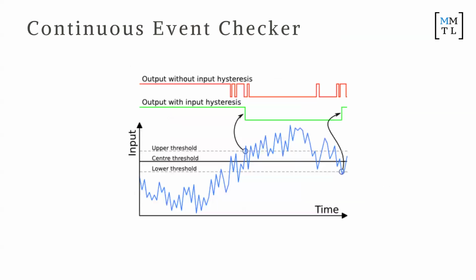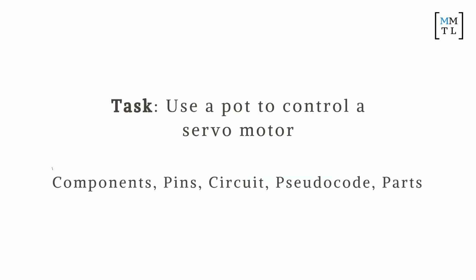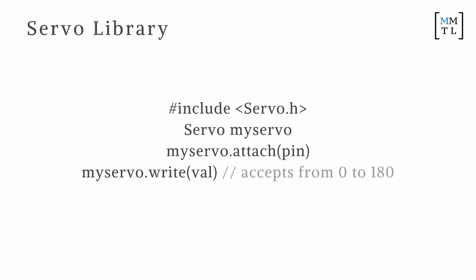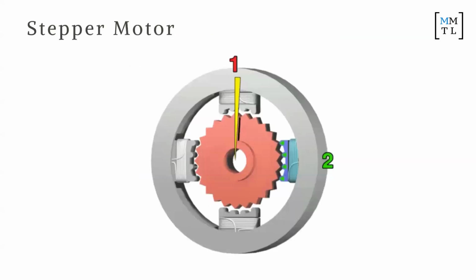All right, so move along. You need to use hysteresis if you'd like something smooth. Another exercise is to use a pot to control a servo motor. Some of you have already worked with servo motors now, which is cool. These are some useful functions you can have in Arduino. Moving forward, use a pot to control a stepper motor.